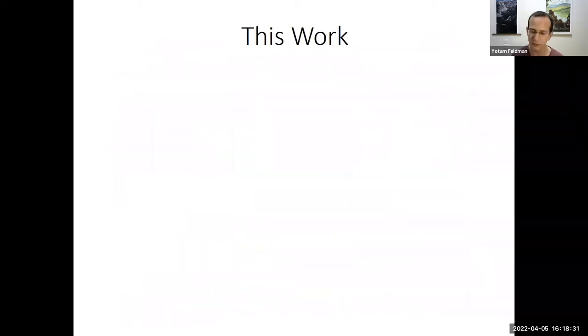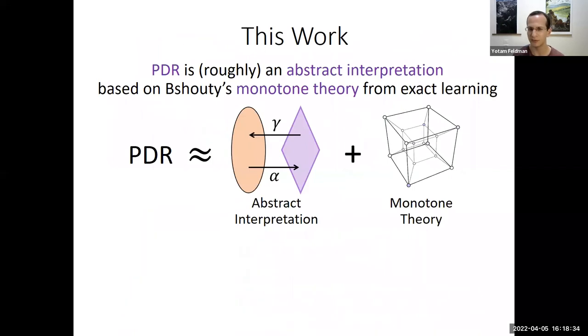So what I would like to show is that PDR can be roughly understood as an abstract interpretation procedure in a new abstract domain that's based on work by Bshouty, originally in the context of exact concept learning, what's called the monotone theory. And we were surprised by this both because we didn't expect the monotone theory to come up in this setting, and also in the other direction, because if you look at PDR, it mostly doesn't look like abstract interpretation. So somehow the use of the monotone theory did allow us to see some connection between seemingly two mostly unrelated techniques.